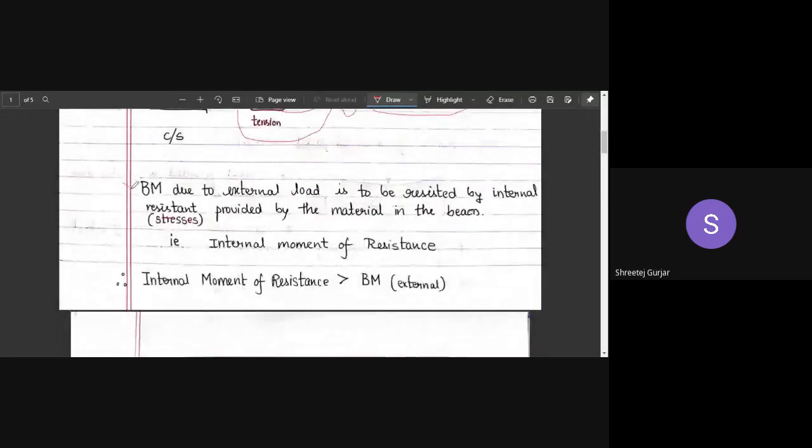Okay, so moving on. Bending moment due to external loads is to be resisted by the internal resistance, or the internal stresses, which are developed by the material of the beam. That is what we term as internal moment of resistance. And this internal moment of resistance should always be greater than your bending moment, the external bending moment caused by your loads. So the resistance should be more than the bending moment which is generated due to your external loads.